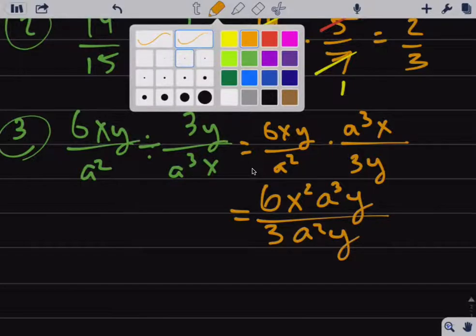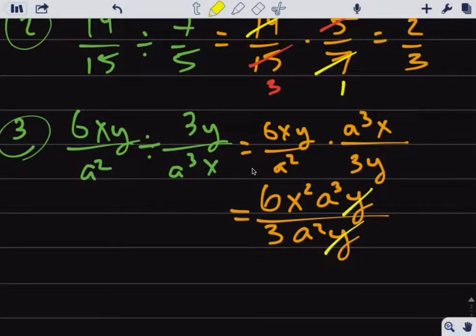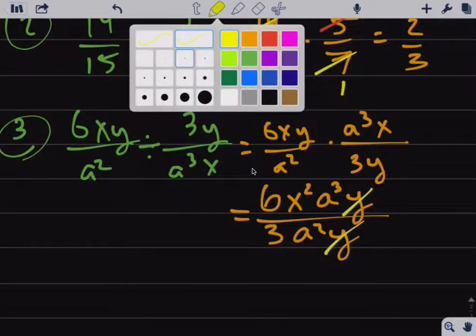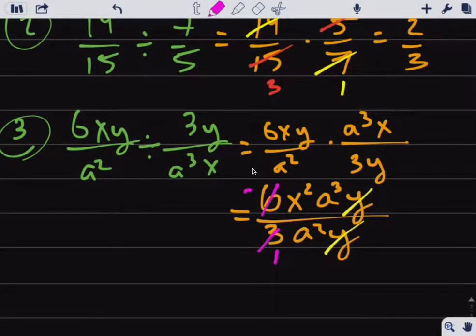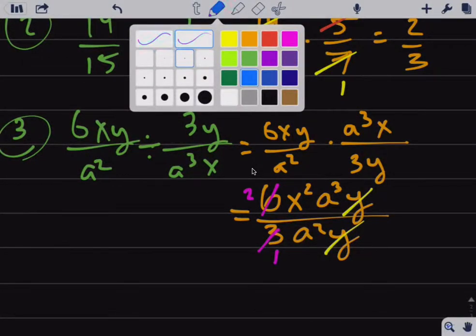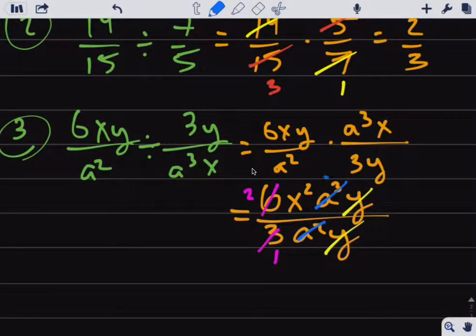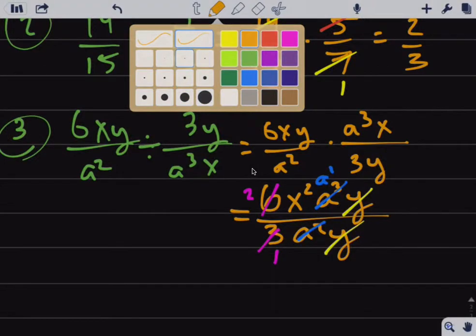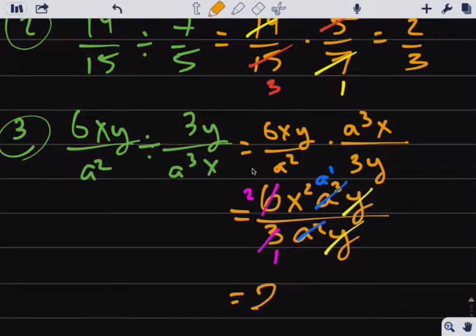Stuff starts to cancel. Y's cancel, one on top, one on bottom. The 6 and the 3 reduce to a 1 and a 2. And then the a cubed and the a squared, the a stays on top with an exponent of 3 minus 2, which is 1. So we put it all together, and on top I have 2x squared a. On the bottom I have a 1. Normally we'll write that as 2ax squared. So that's the basic ones in regards to division.